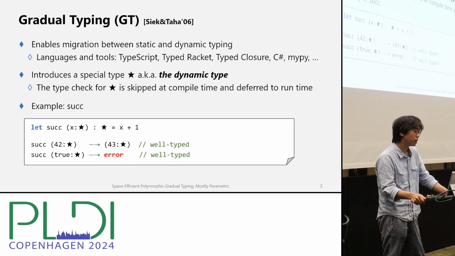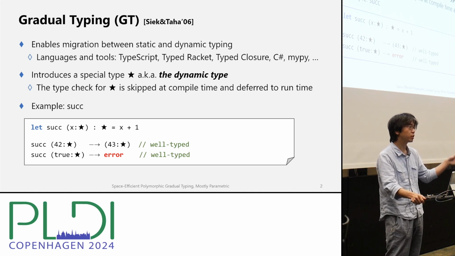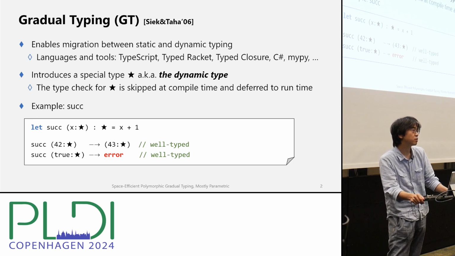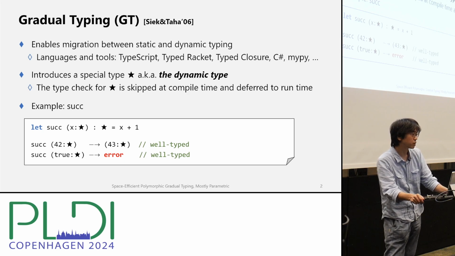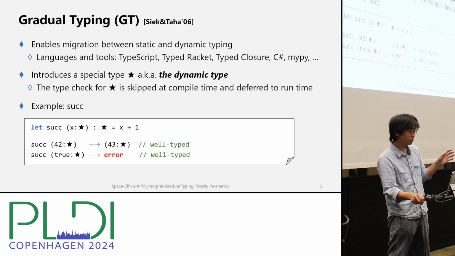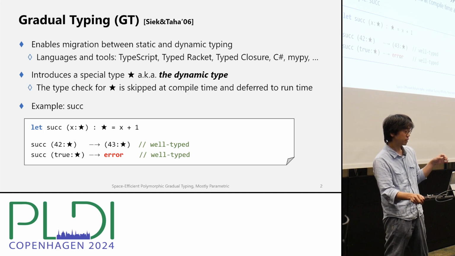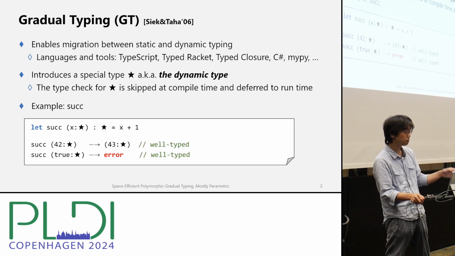Gradual typing is a type methodology to enable the migration between static and dynamic typing. And to do so, gradual typing introduces a special type, star, which is called the dynamic type. The specialty of the dynamic type is that the type check for the dynamic type is skipped at compile time, but instead it is deferred to runtime.